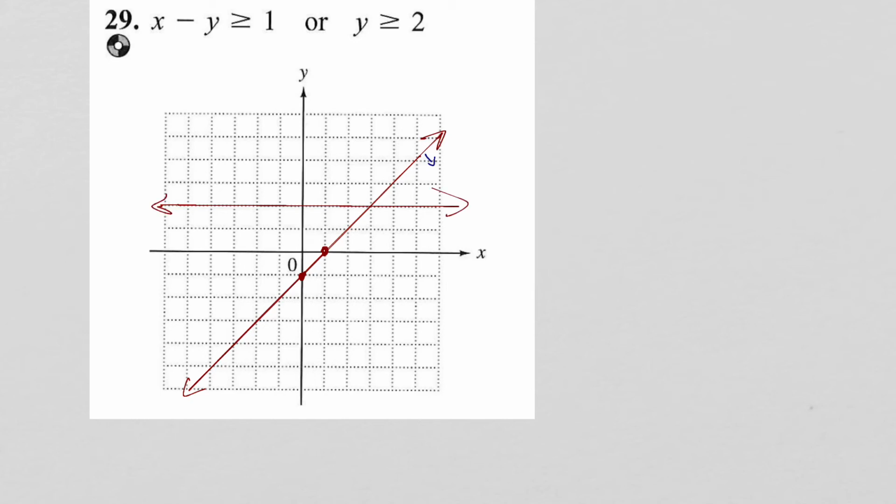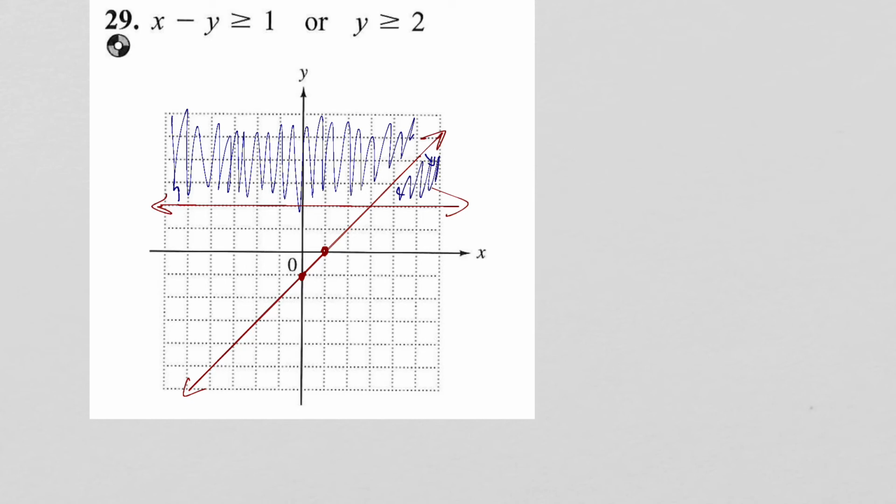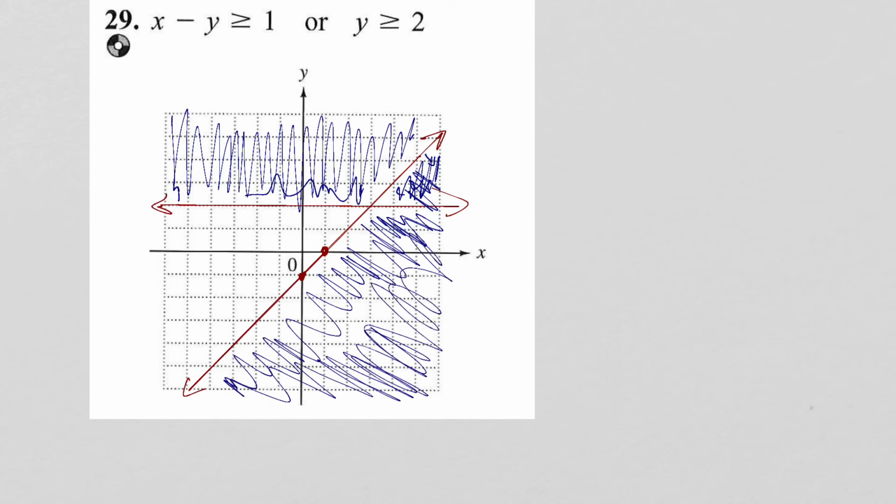And y goes up, down, so we're shading the upper side of this line. Now, here's the thing. We have to shade everything, not just the intersection. So I'm going to start by shading everything above this line. Okay, that's everything there. And I'm also going to shade everything to the right of this line. So that's everything down here. The only portion that didn't get shaded was this portion right in here.